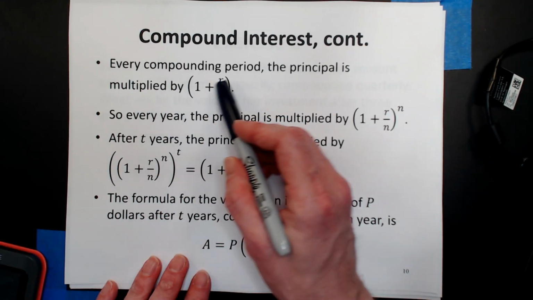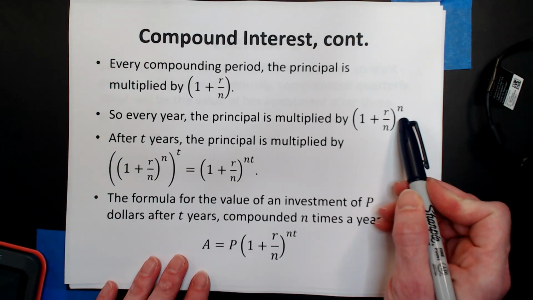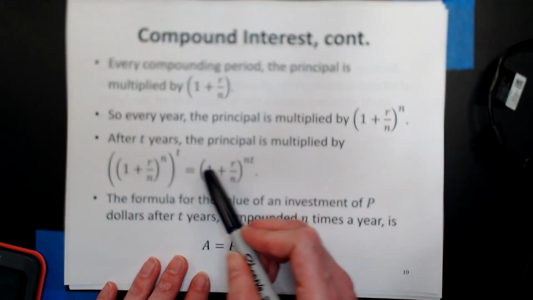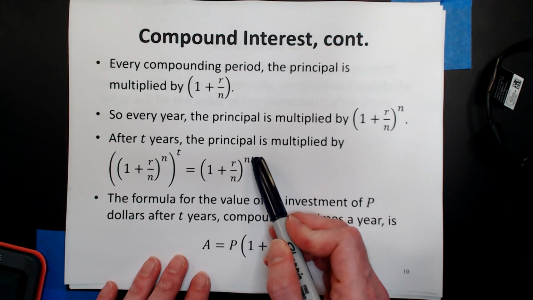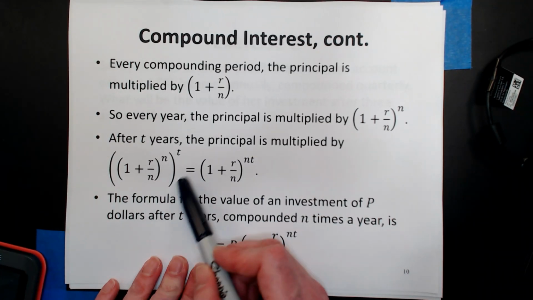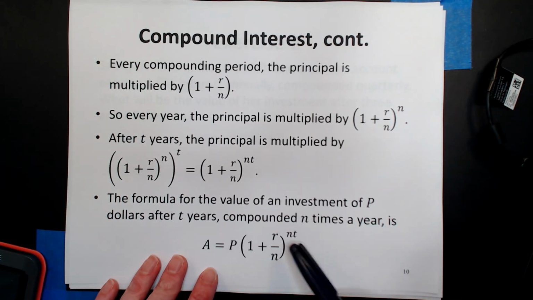So every compounding period, the principal is multiplied by 1 plus R over n. We do that n times for every year. So after T years, we multiply by T. So n to the T is going to give us 1 plus R over n to the nT. And once again, this is just our interest that we're compounding over and over and over again. We multiply it by the principal, and we'll get the entire amount, A.